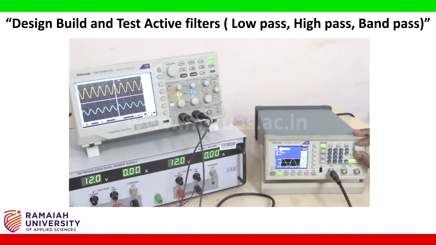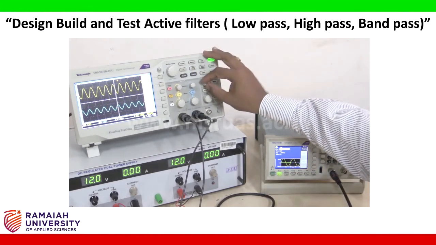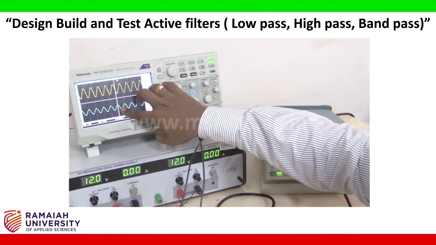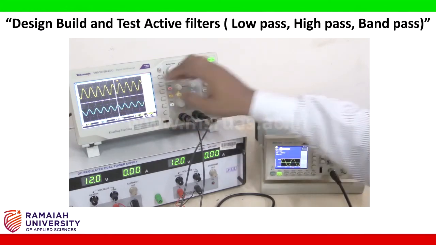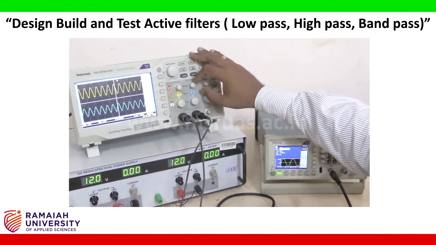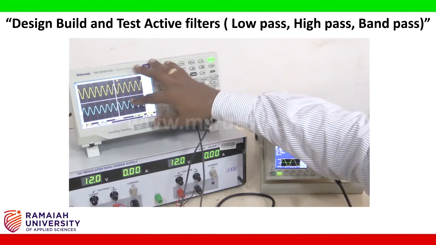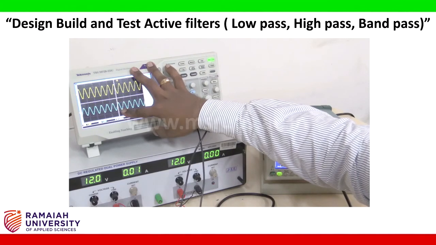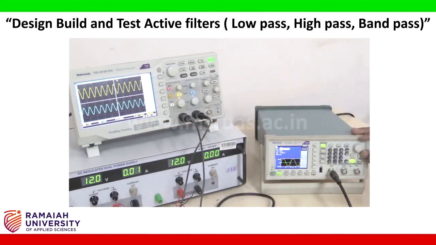Increment it further, so adjust the position. 0.1, 0.2, 0.3, 0.4, 0.5, 0.6. 0.6 is the output for 400 Hertz. For 500 Hertz it comes around 1.2, 1.4, 1.6. 1.6 is the output for 500 Hertz. Next you increment it to 600 Hertz.